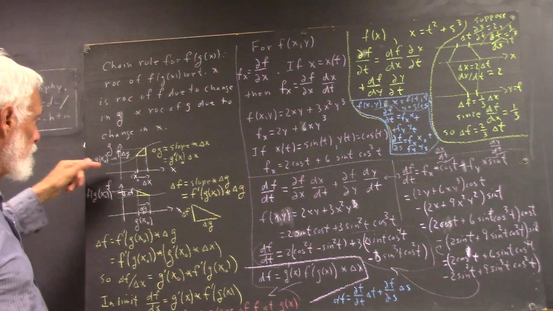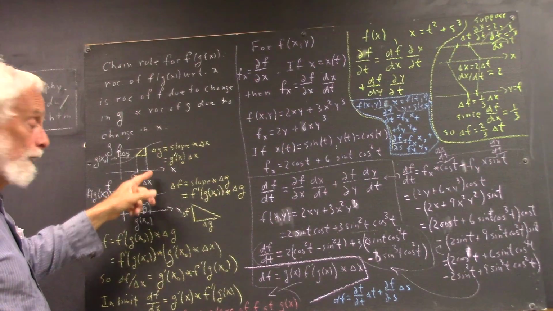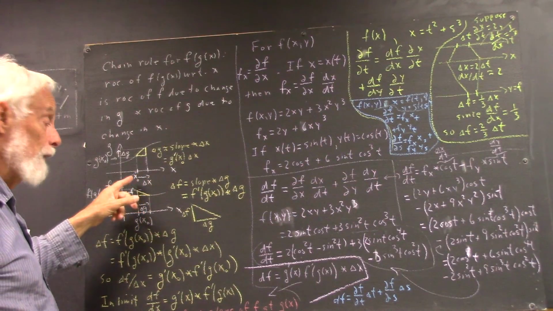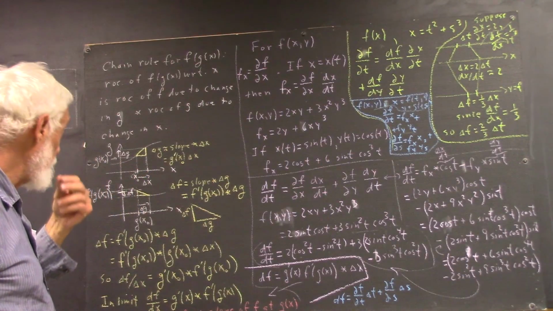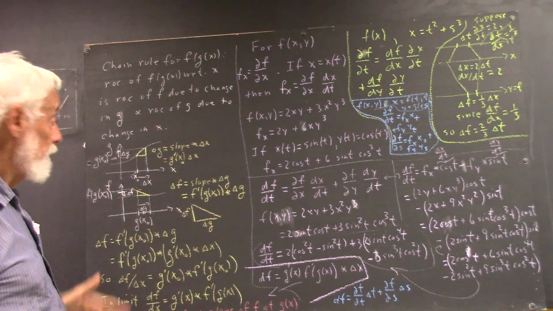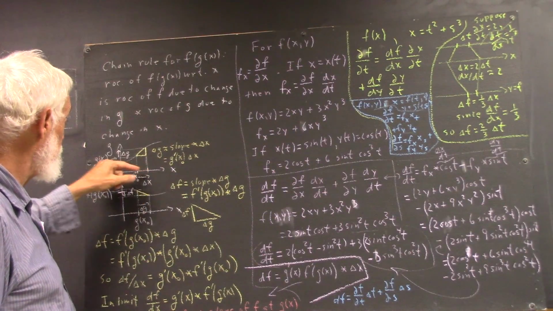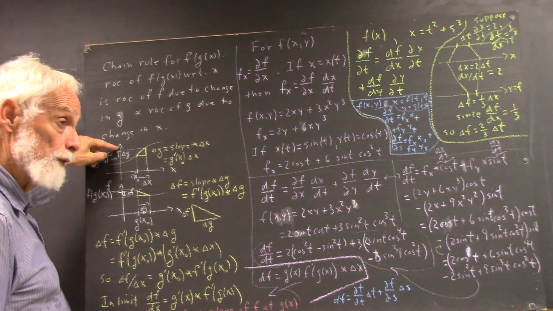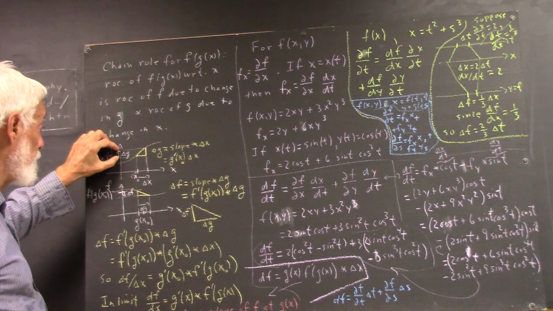Here's our g function, here's our x. We have an x naught and a delta x. So, x starts at value x naught and changes by delta x. Now that causes g to change, because here's our graph of g. If we change x from here to here, then g changes from this value to this value. So here's our change in g.